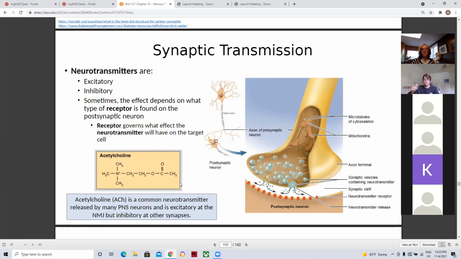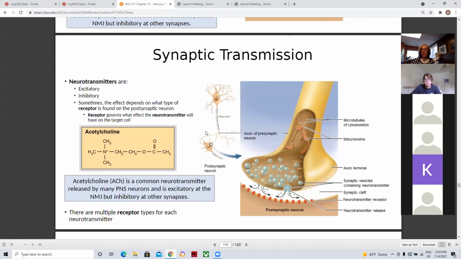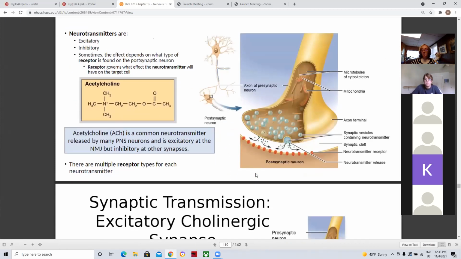So acetylcholine, for example, is a common neurotransmitter that's released by many peripheral nervous system neurons. It's excitatory at neuromuscular junctions, where the nervous system is going to synapse on a muscle. But it's inhibitory at other synapses. And there's multiple receptor types for each type of transmitter.